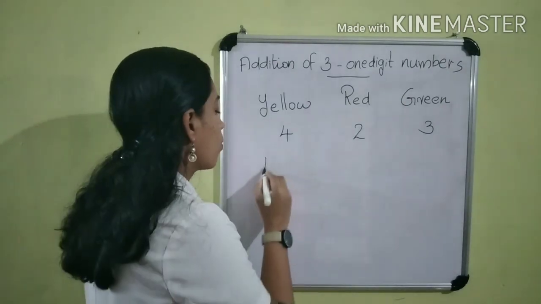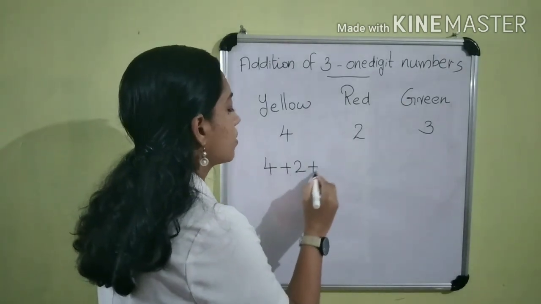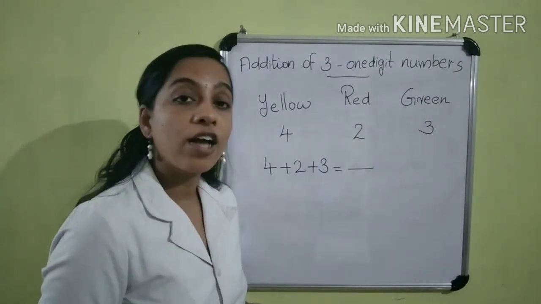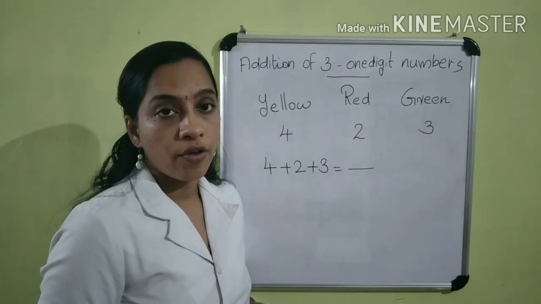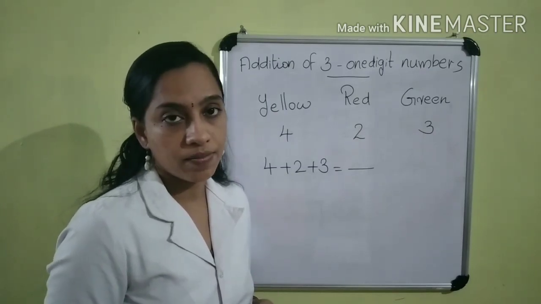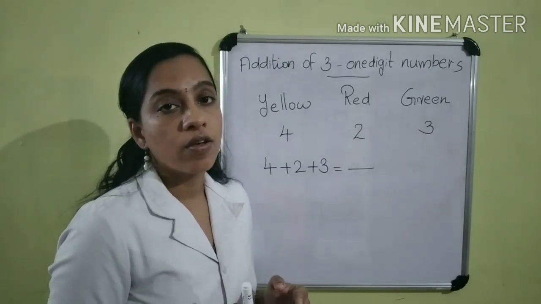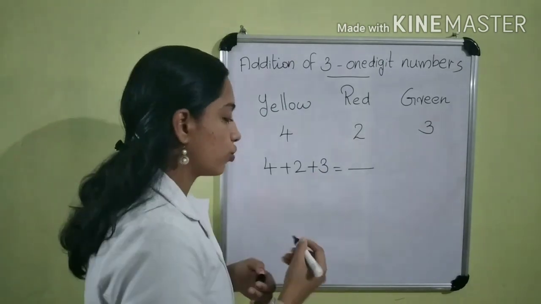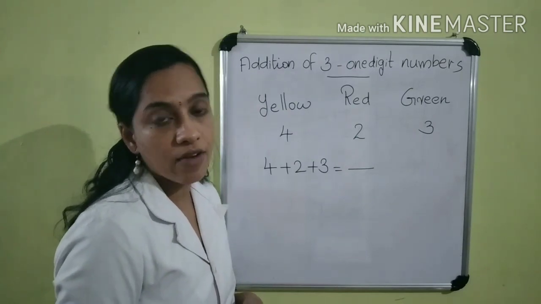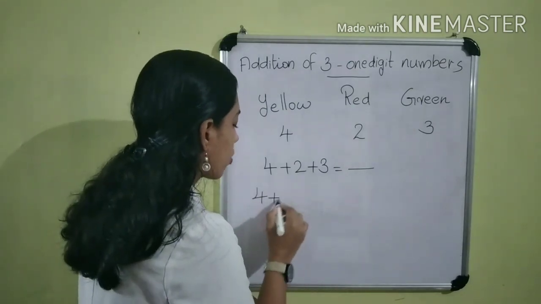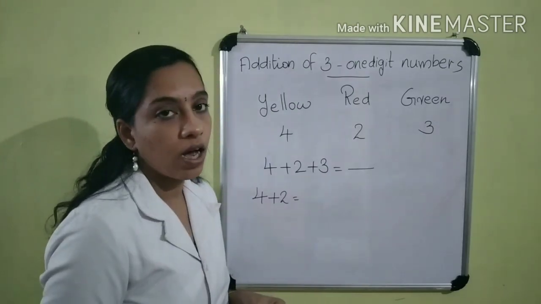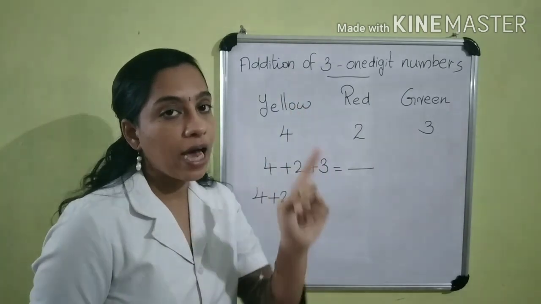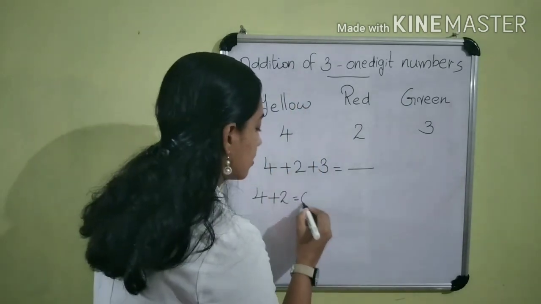So we can write 4 plus 2 plus 3 is equal to dash. How do you add these three numbers? We learned how to add two numbers. So, first we will add the first two numbers, that is 4 and 2. What will be the answer when we add 4 and 2? We will keep the number 4 in mind, 2 in hand. After 4, 5, 6. So, we get 6.